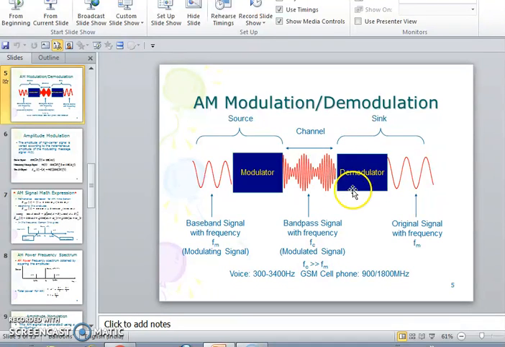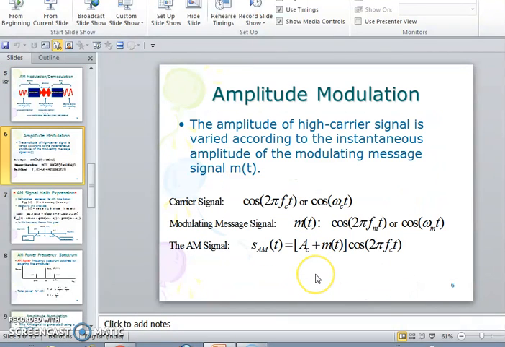This is at the transmitter side. When it is passed to the channel, we are getting AM modulation. And again, when it is passed to the demodulator at the receiver to receive the message signal, we are getting the original signal with frequency FM. The voice frequency is 300 Hz to 3.4 kHz, and the GSM cell phone frequency is 900 MHz to 1800 MHz.